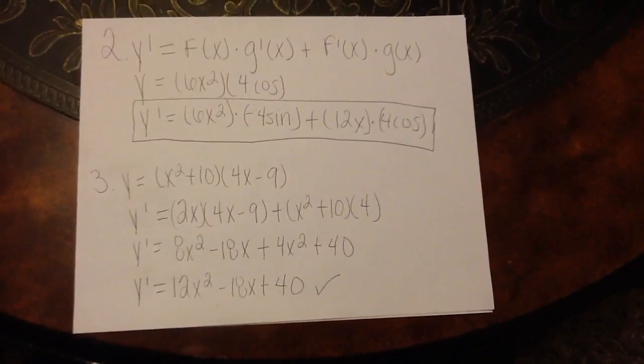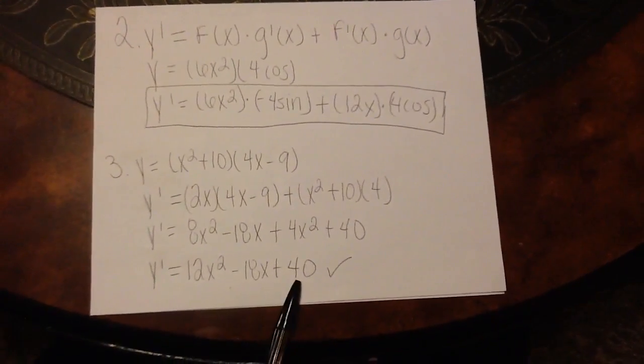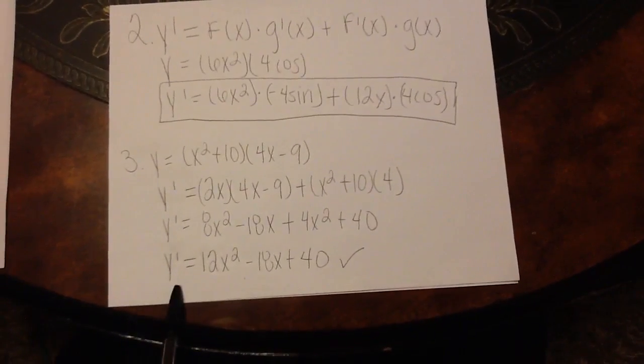Time's up. The correct answer is 12x squared minus 18x plus 40. I also showed my work and how I did the problem and got the correct answer.